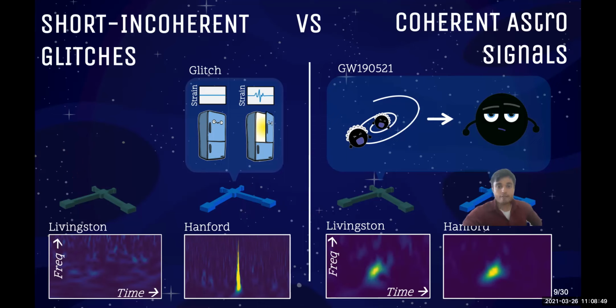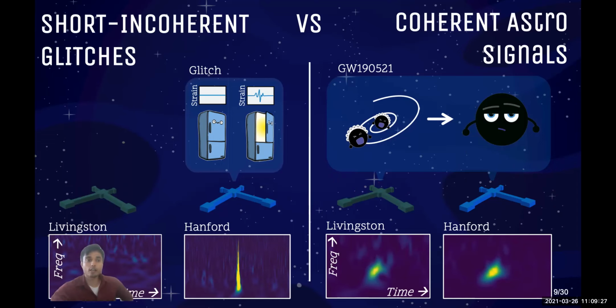Now on the right, we have the signal from GW190521, which is the IMBH that we looked at a few slides back. Here we can see a spectrogram of the signal in both detectors. And the signal is coherent because it's observed in both detectors. But you can also notice that the morphology of the signal and the morphology of the glitch are kind of similar in this high mass regime. The short duration incoherent glitches look very similar to these high mass signals.